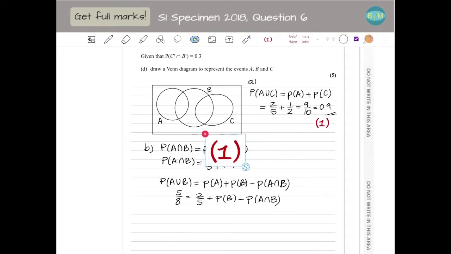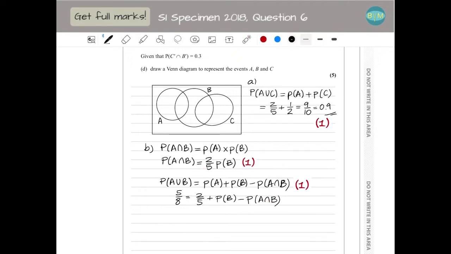For this part of the question, for using the fact that they are independent, you get 1 mark. For using this second formula, you get another mark. For substituting correctly, you get another mark. Or rather, for the correct method, not for substituting, but for what we can do to find PB, which is just substitute what the probability of the intersection is in this equation. For that you get another mark.